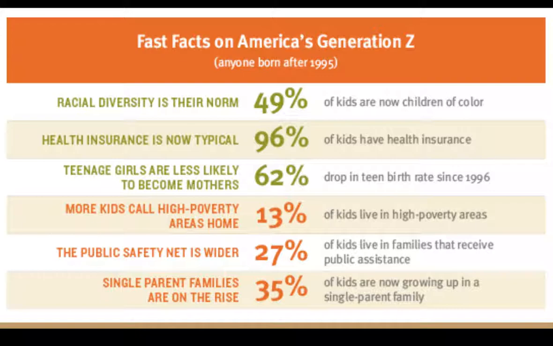Teenage girls are 62% less likely to become mothers as teens. 13% of kids live in high poverty areas, so more kids call high poverty areas home. And the public safety net is wider. 27% of kids live in families that receive public assistance. Single parent families are on the rise. 35% of kids are now growing up in single parent families.